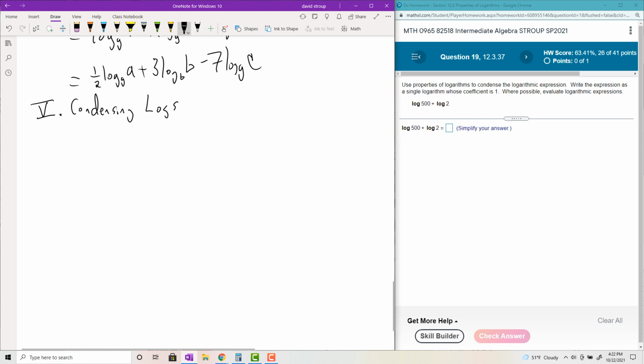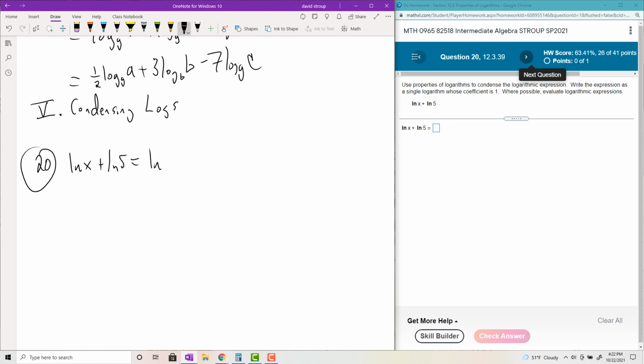So let's skip this one. Seems like I'm doing too many. Number 20, I have ln of x plus ln 5. So you just reverse the product rule. That'd be ln of x times 5, or 5x if you'd rather.